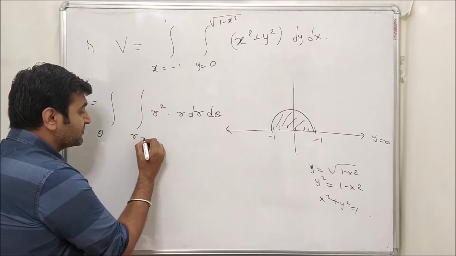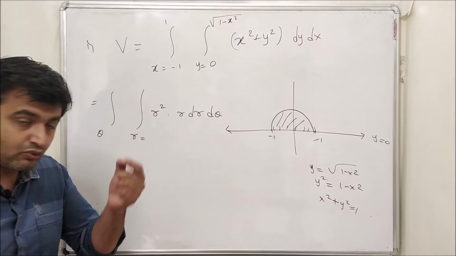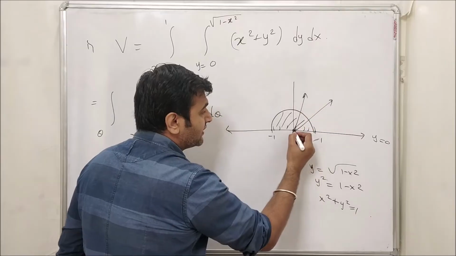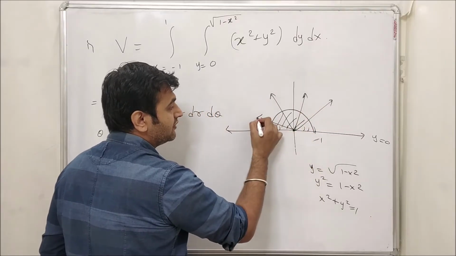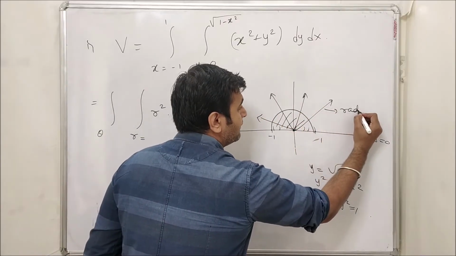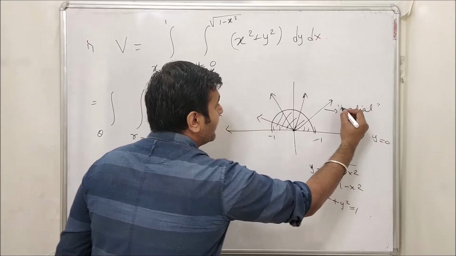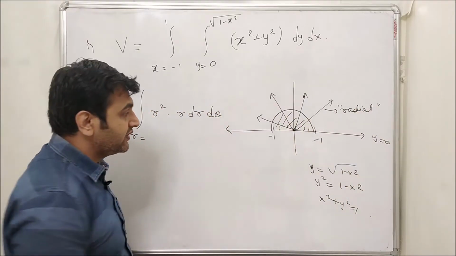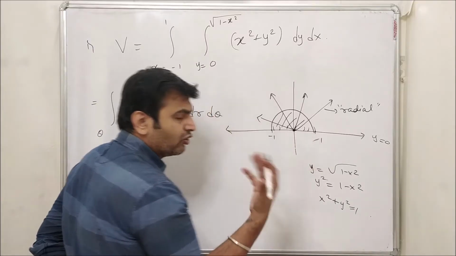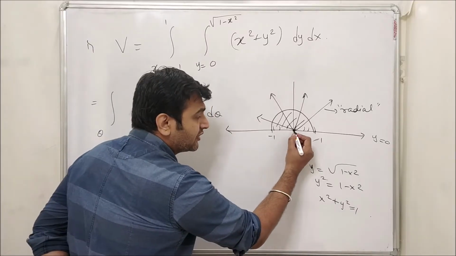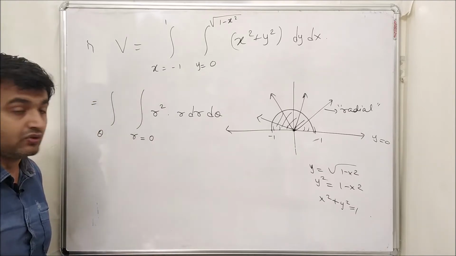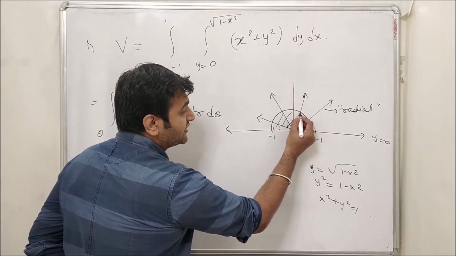Now to find the limits of r, it is nothing but the distance from the origin. So you always draw these lines. These are called the radial lines. Always draw the radial lines and see where it is starting and where it is ending. So here it is starting from the origin. I mean, it will always start from the origin. Is the origin in the domain? Yes. What is the distance of the origin from the origin? 0. And the radial lines are leaving from these points.